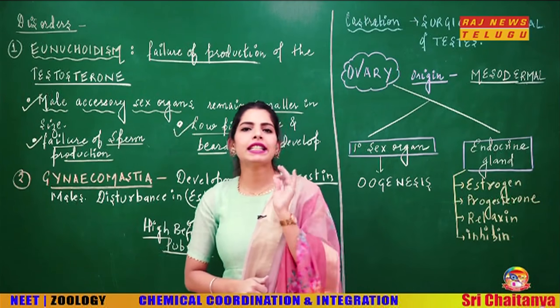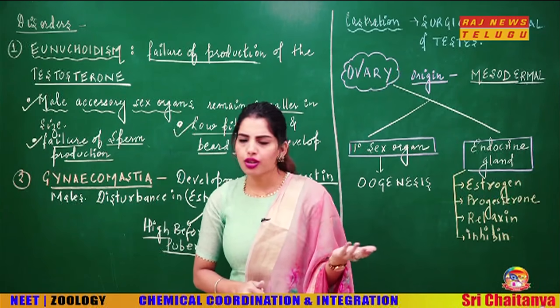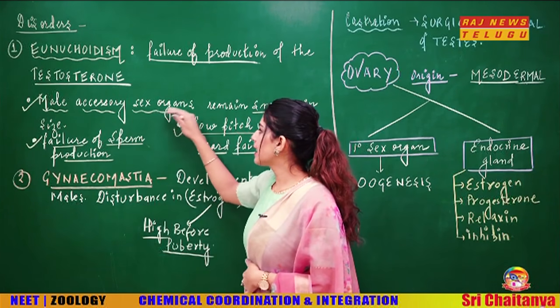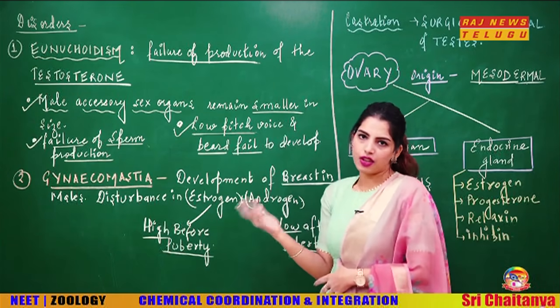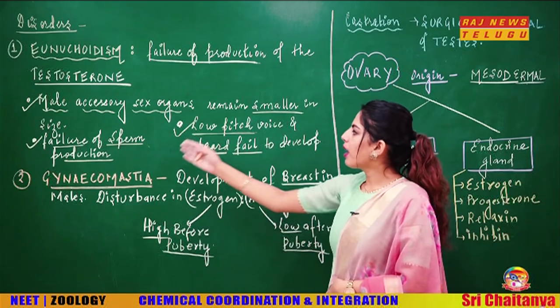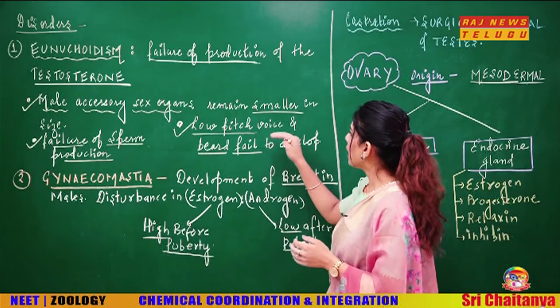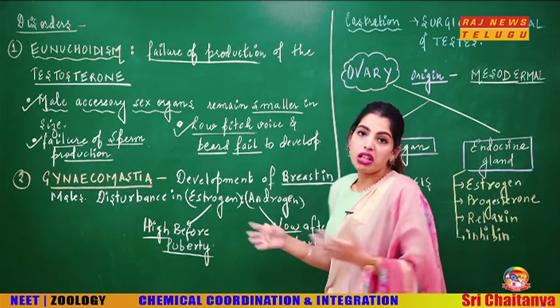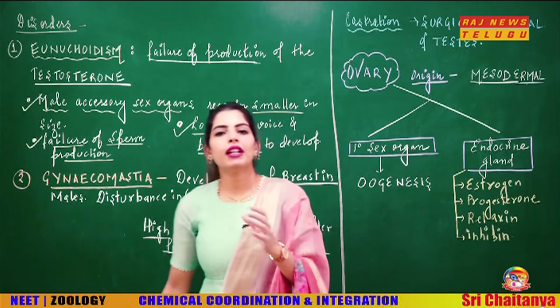You can easily tell me the symptoms related with it. If you don't have testosterone, the male accessory sex organs will remain smaller in size, right? Because testosterone was having the control over it. The sperms will not be produced, failure in the sperm production. The low pitch of voice will not be retained. The beard will fail to develop.